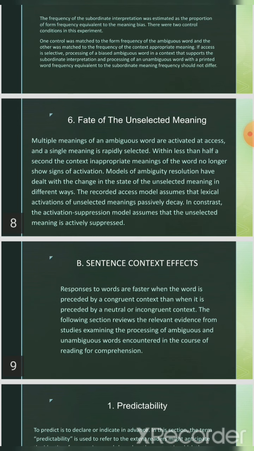The reordered access model assumes that lexical activation of unselected meanings passively decays. In contrast, the activation suppression model assumes that the unselected meaning is actively suppressed.